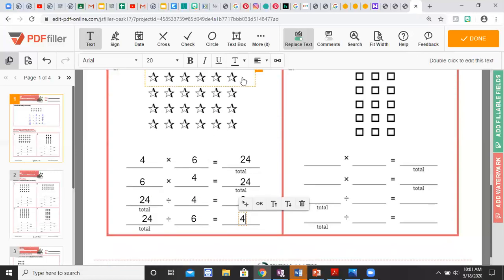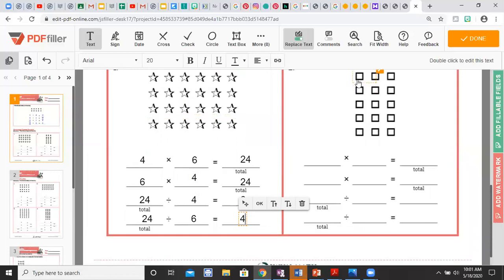So here we divided, we looked at our rows and we counted how many was in each row. So each row of 4 had 6 in it. And then here we looked at the columns. So we know we had 6 columns and each column had 1, 2, 3, 4. All right. Here's our last one before it's your turn.